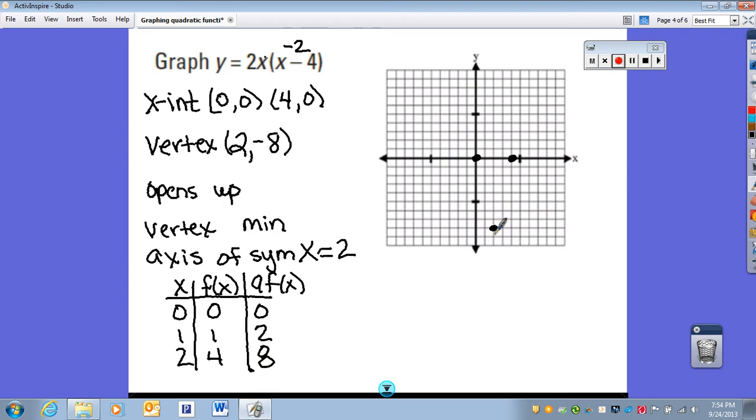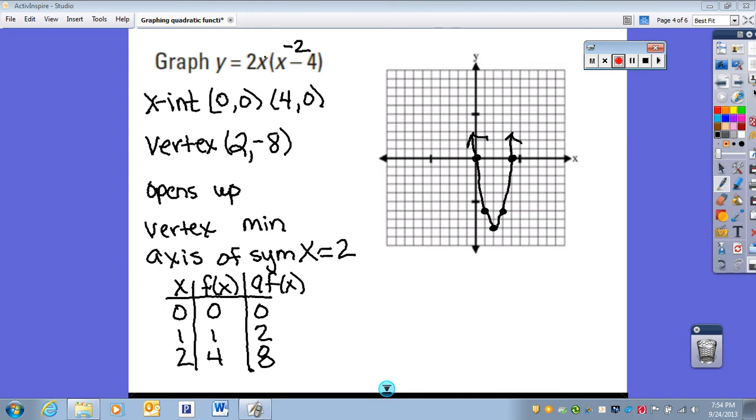Our vertex becomes our new origin. So from the vertex, we're going to go over 1 and up 2, going to our point of reflection on the other side of our axis of symmetry. And from here, if we go over 2 and up 8, we are at our x-intercepts. We draw in the parabola.